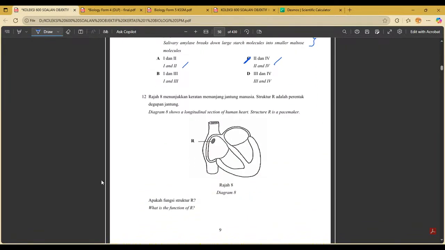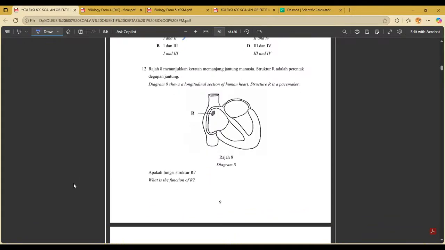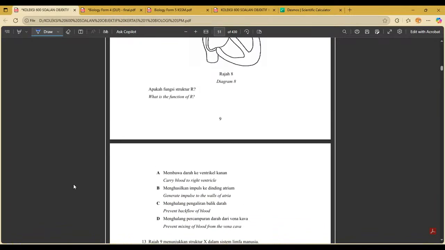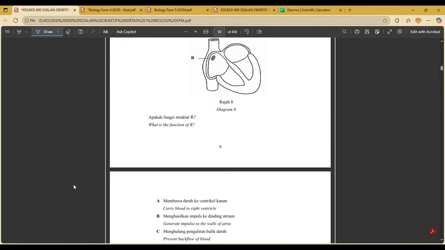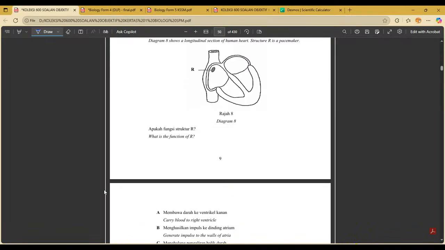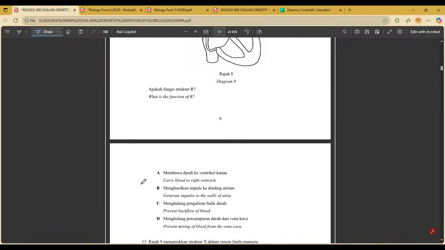Number 12, diagram 8 shows a longitudinal section of a human heart. Structure L, structure R is a pacemaker. What's the function of R? It's a pacemaker. A pacemaker generates impulse.